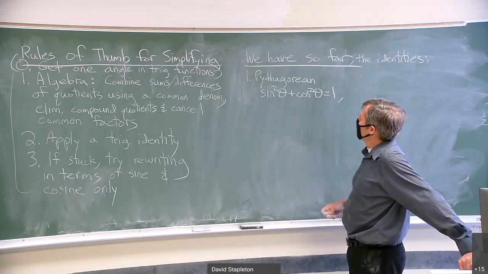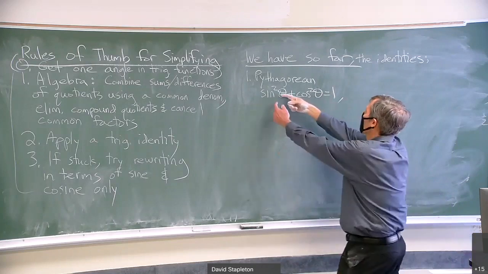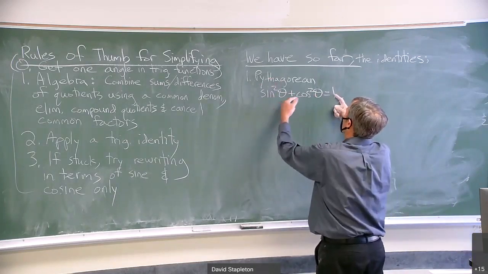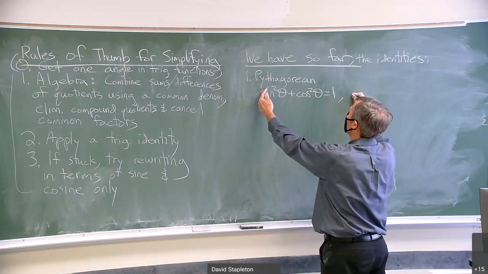Now the other ones follow easily. You divide this through by cosine squared, what do you get? If I divide the left and right both by cosine squared, then I have to divide each term by cosine squared. Sine squared over cosine squared is what? How about that?